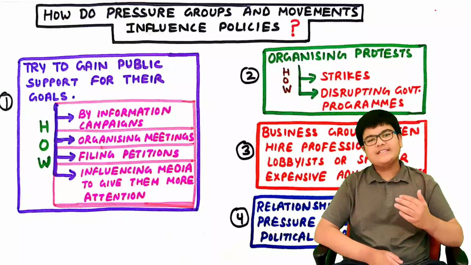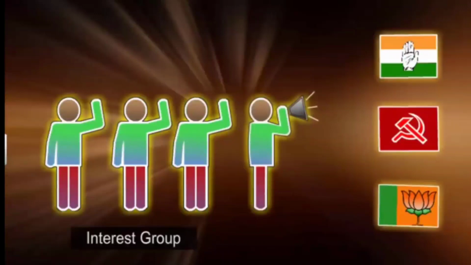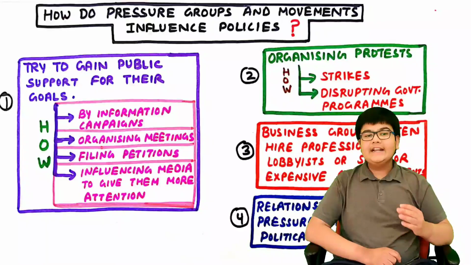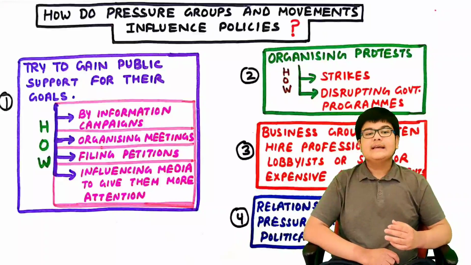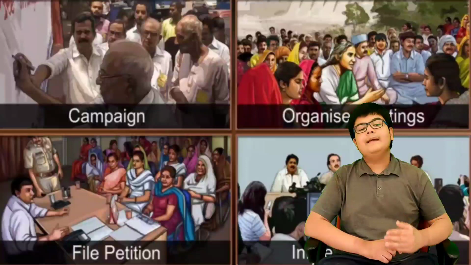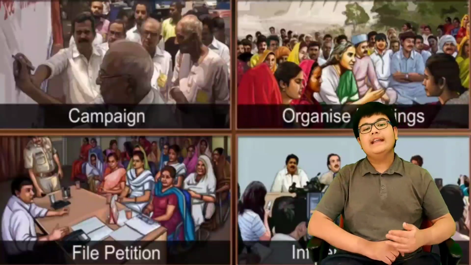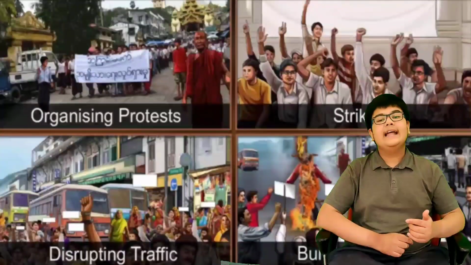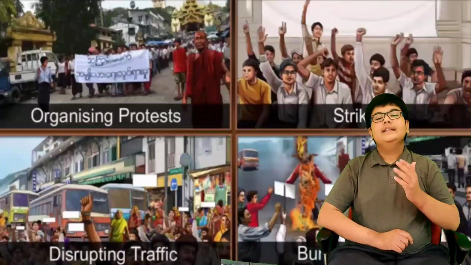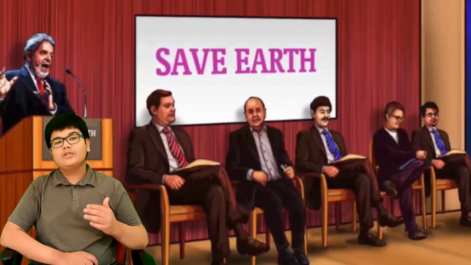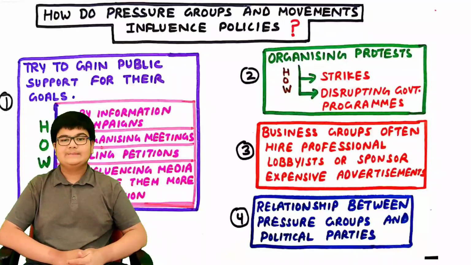Now the question which arises in our mind is how do these pressure groups and movements influence the policies? They do this in many ways. First, they try to gain public support for their goals by information campaigns, by organizing meetings, by filing petitions, and by influencing the media to give them more attention. Second, by organizing protests in the form of strikes and disrupting government programs. Third, business groups often hire professional lobbyists and sponsor expensive advertisements.